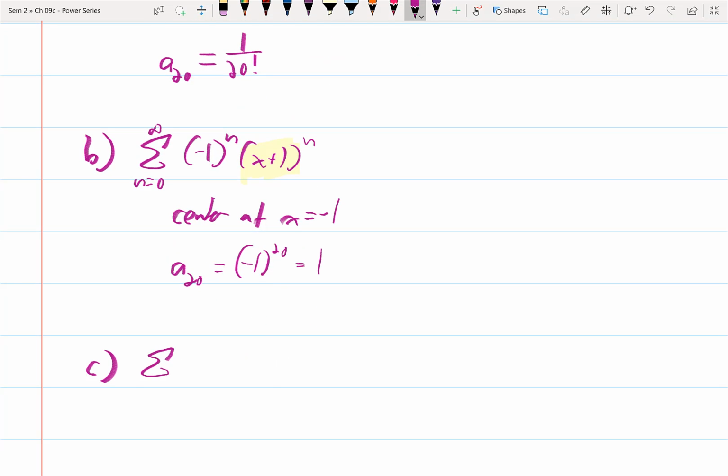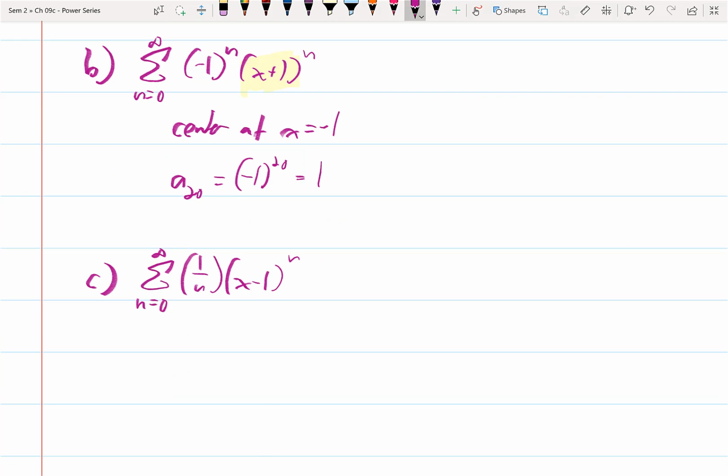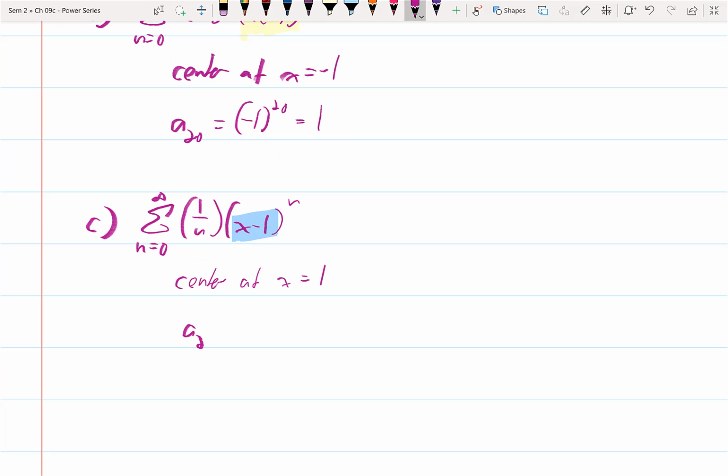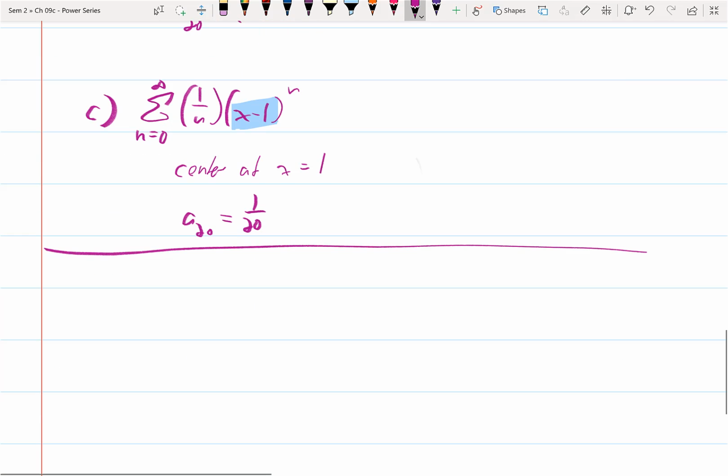Finally, I can do another one, the sum from n equals 0 to infinity of 1 over n times (x minus 1) to the nth power. This, because of the x minus 1 term, has a center at x equals 1, and the 20th coefficient is 1 over 20. So that's the first set.